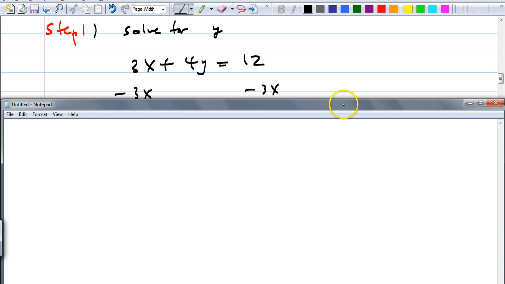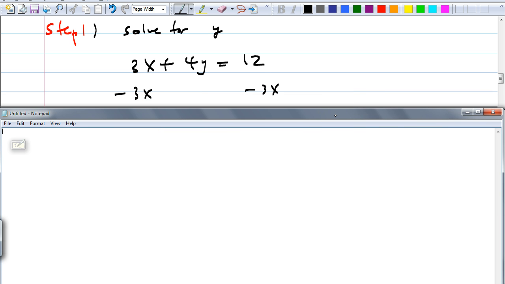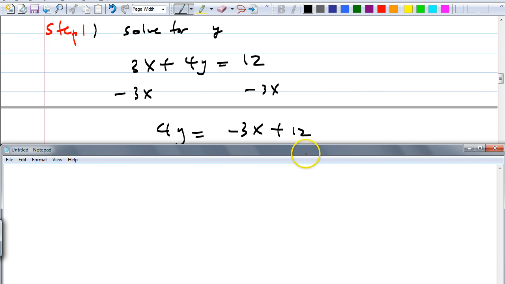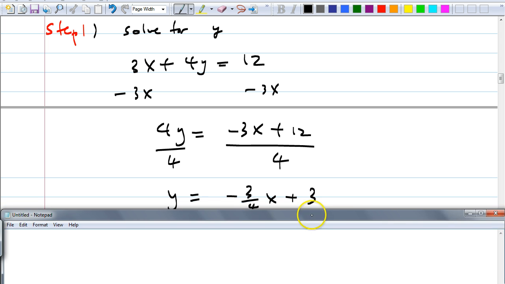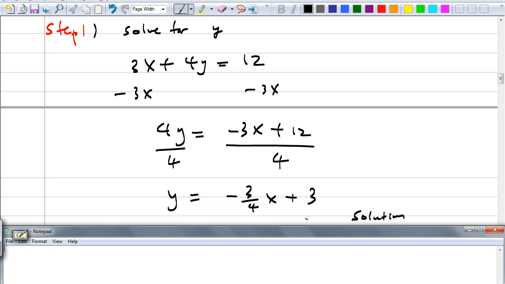Did you all add -3x to both sides like this? And then you get 4y = -3x + 12. Did you all divide both sides by 4? Now, do I have to divide just one of the terms by 4, or both of the terms? Okay, you should all have gotten y = -3/4 x + 3.